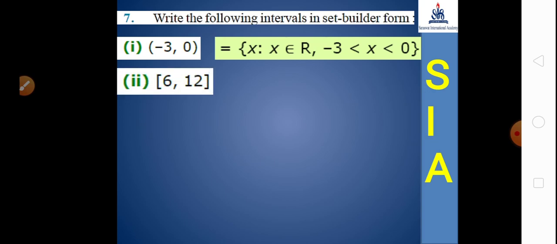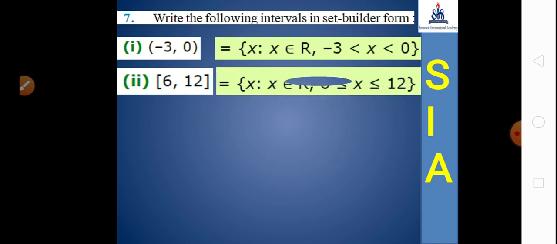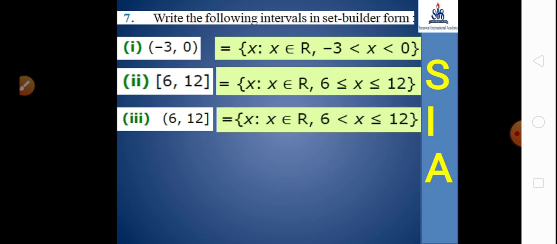Second, close to close is given, minus 6 close, 12 close. It means minus 6 is counted, 12 is counted. So minus 6 less than or equal to x less than or equal to 12. One more, open bracket 6 but 12 close. It means 6 is not counted but 12 is counted.